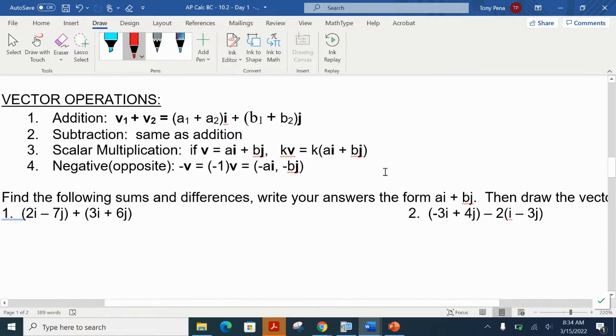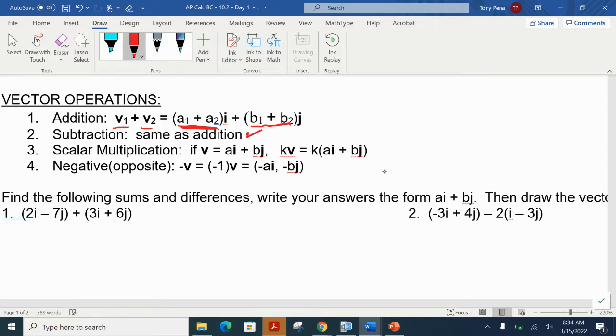Some vector operations real quick. If we ever wanted to add vectors, so vector 1 plus vector 2, all we do is add up their horizontal changes together and make that the coefficient of our i. Add up your y, your vertical changes together, make that the coefficient of your j. We're going to show how that plays out here in a second.